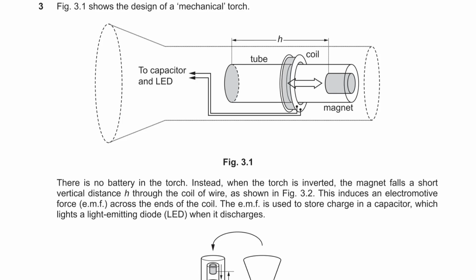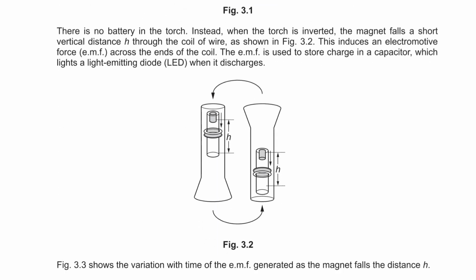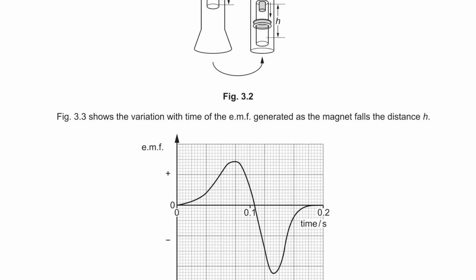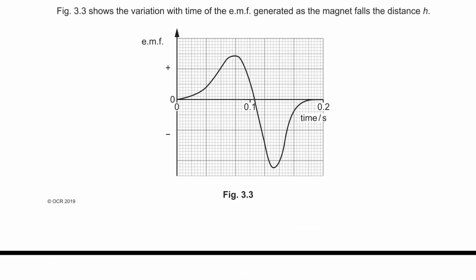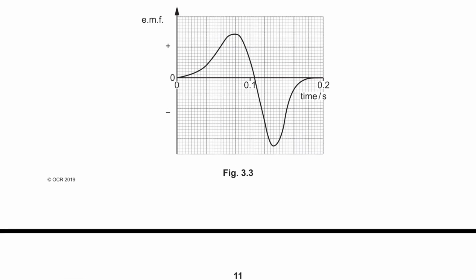Question 3, we have a mechanical torch. There's no battery. Instead, when the torch is inverted, magnet falls, and so on. All right, so we have a bit of induction going on. Oh, isn't that clever? Can't imagine it lasts for long. Okay, we have the variation of EMF. Fine, explain the shape of the curve in figure 3.